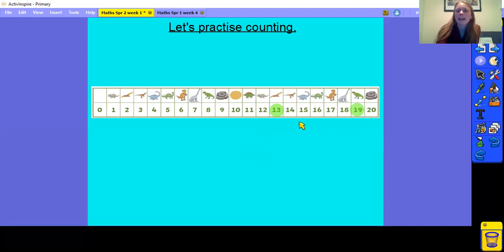Now we're going to count backwards, and that means our numbers are going to be getting smaller. Off we go. 19, 18, 17, 16, 15, 14, 13.